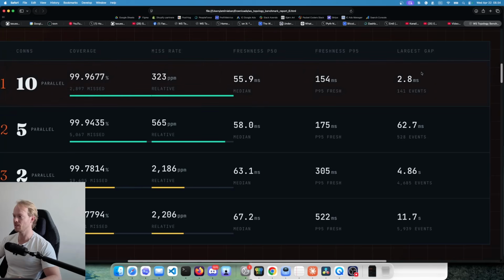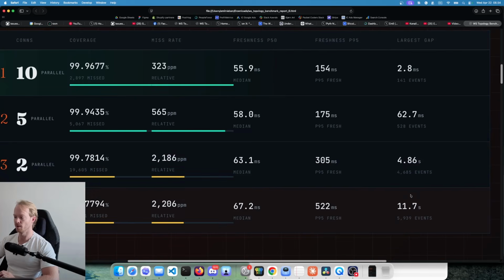So the largest gap here is the data gap from an event to an event. You can see here, having just one connection, we actually had a gap of almost 12 seconds at one point. And that was reduced to 4.86 because this is what happens all the time with these WebSockets. The connection drops, or there's a period where there's no data coming at all. So it's a substantial change, just increasing the connection from 1 to 2, but we're still talking about seconds.